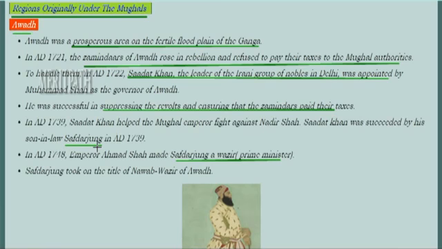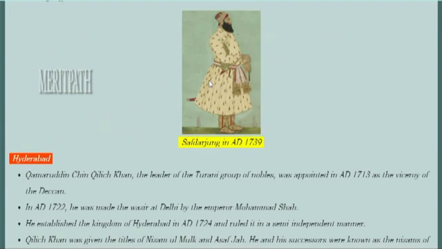Sadat Khan was succeeded by his son-in-law Safdarjung in 1739. In AD 1748, Emperor Ahmad Shah made Safdarjung a Wazir, that is, Prime Minister. Safdarjung took the title of Nawab Wazir of Awadh, that is, Prime Minister of the Awadh region. This is the image of Safdarjung.